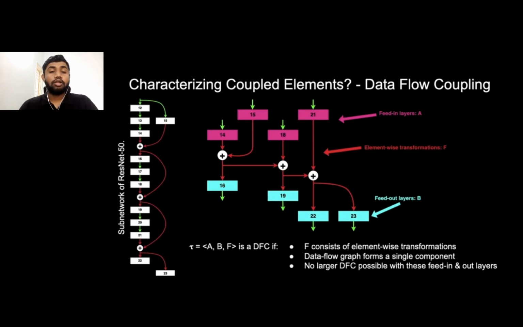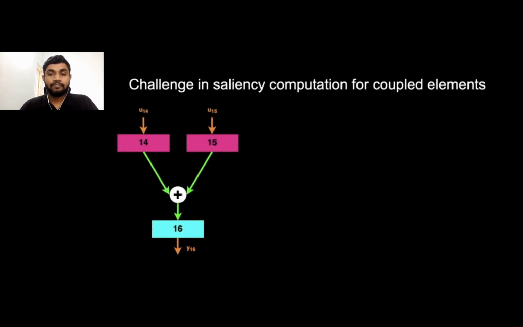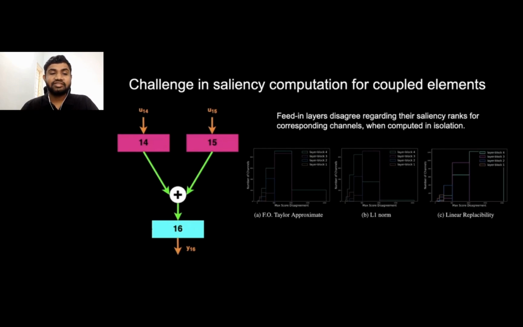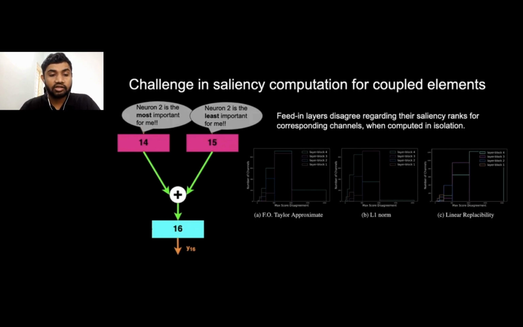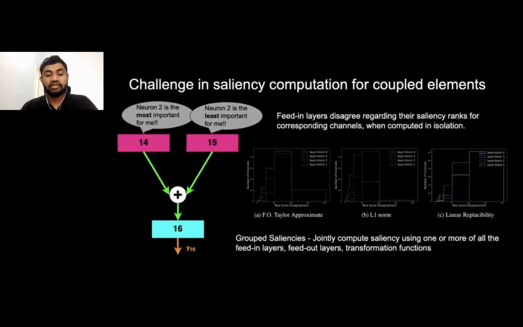layers in them. Now that we want to prune elements of a DFC, inferring their saliencies or importances may not be straightforward. We try to answer: can we infer saliencies of these elements using methods designed for single branch networks? Our empirical experiments on 3 popular saliency mechanisms show that this may not be a good idea. This is because it is often the case that the feed-in layers significantly disagree regarding the importance of a particular element. Thus, we require grouped saliencies that jointly compute saliency using one or more of all the feed-in layers, the feed-out layers, and the transformation functions.